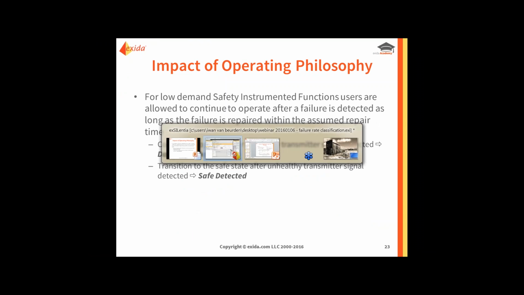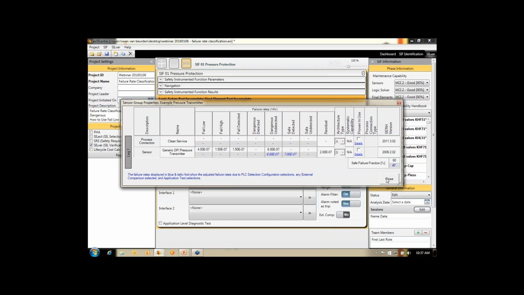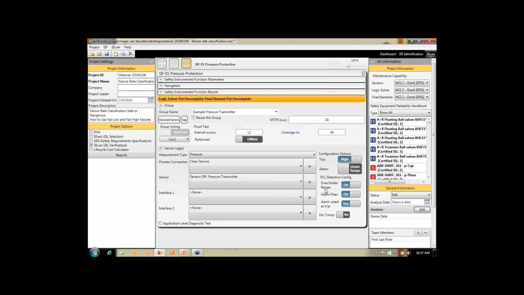So how fail high, fail low, and fail detected failures are classified depends on how the transmitter is used. Is it a high trip application or a low trip application? Depends on how the transmitter is configured. Do I drive my outputs over range or under range upon an internal detected failure? Then I have, can my PLC or logic solver actually detect over range and under range signals? Yes or no? If it can detect them, can we implement a trip delay or a way to filter out any unhealthy transmitter signals?